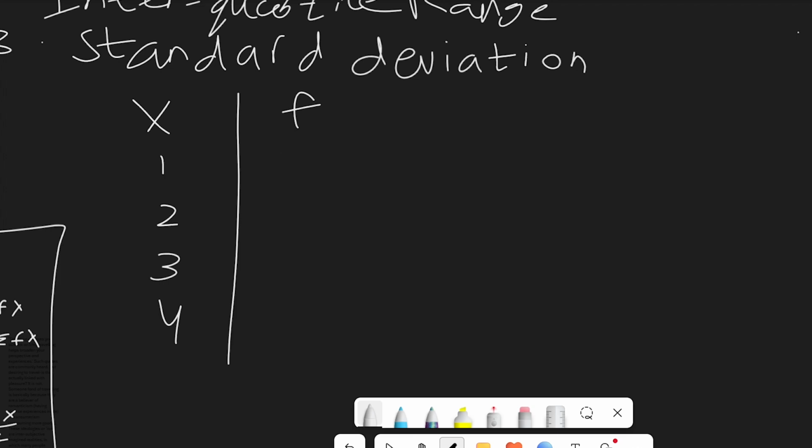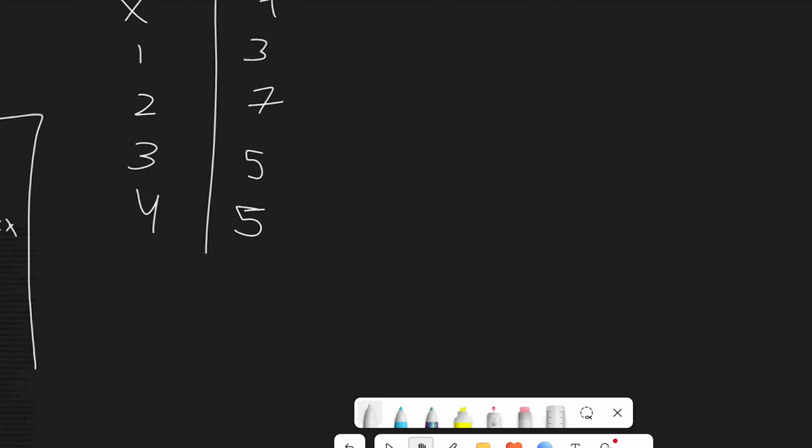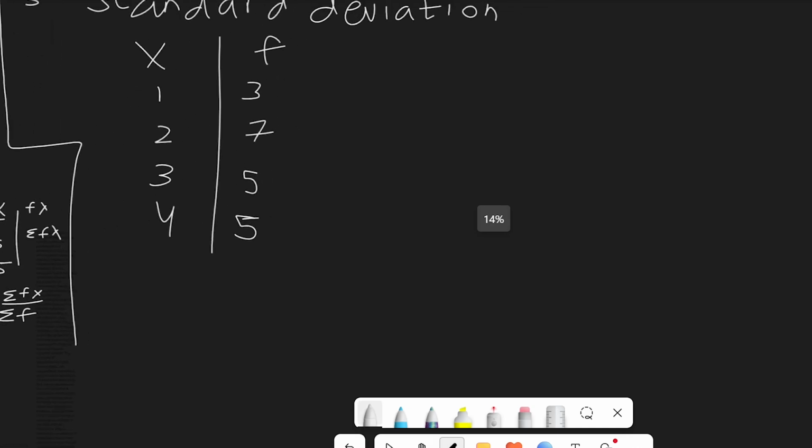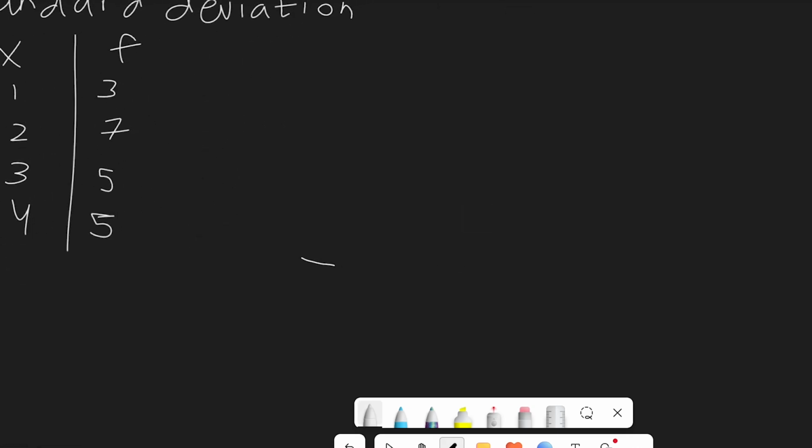Okay, so let's say the frequency is 3, 7, 5 and 5. We can interpret this data by saying that 3 workers earn $1 or 1 rupee, whatever you want to say, 7 workers earn $2, 5 workers earn 3, and 5 other workers earn 4.